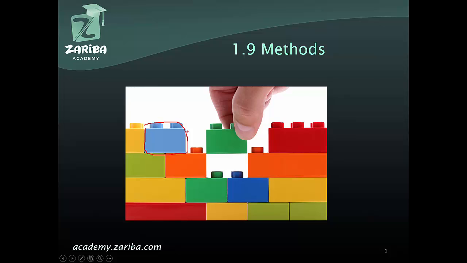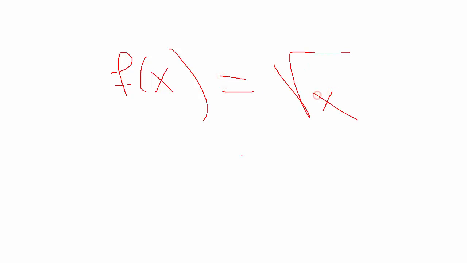Okay, for a better, more abstract explanation, methods are something like functions in mathematics, right? Let me give an example. f(x) equals the square root of x. This is pretty much what methods are. Each method has a name. So this is a name.